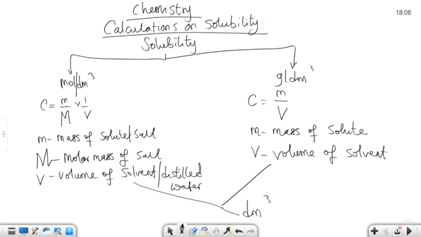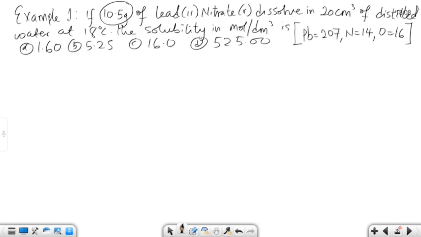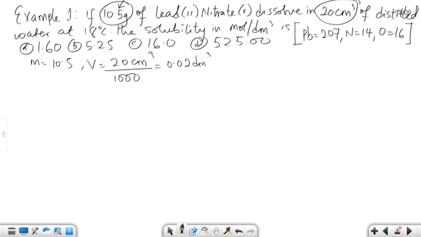Right, let's take a look at a question on solubility. You have 10.5 grams of lead(II) nitrate dissolving in 20 cm³ of distilled water. So this is the mass, your m, which is equal to 10.5. And your volume is equal to 20 cm³. Remember, you have to convert the volume from cm³ to dm³. To do that, you divide by 1000, and you get 0.02 dm³.